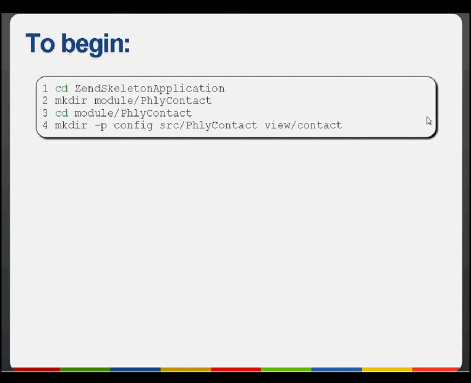Now the first thing that we would do is we go into our skeleton application. We'd make our directory for our module, so I'm calling it module/flycontact. I go into there, and I'm going to make a few directories. So I create a config directory, a source fly contact directory, a view/contact directory, and we go from there. So we have a very basic module structure.